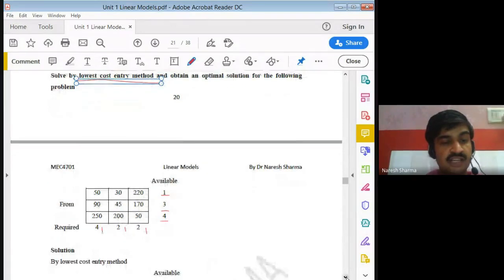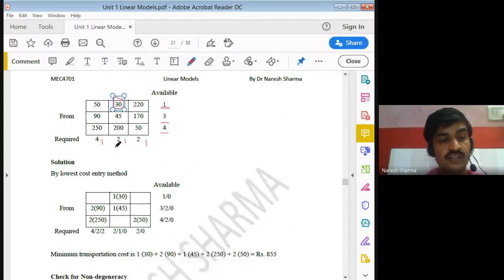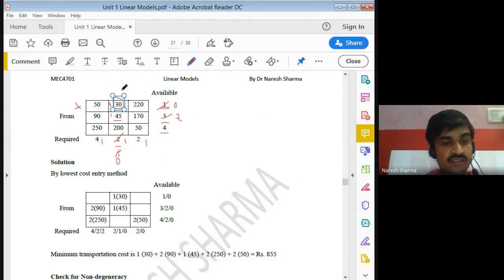So you can try lowest cost. The minimum value here is 30. You check the corresponding row and column: availability and requirement is 1. So we allocate 1 here. So this becomes 0. This becomes now 1. Now we can process this. Now the next minimum value is 45. So we can give one allocation here. So this becomes 0. Now the requirement is fulfilled. This is now 3 minus 1, which is 2. Now we can close this.